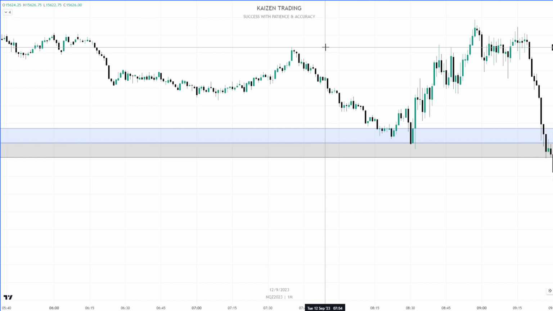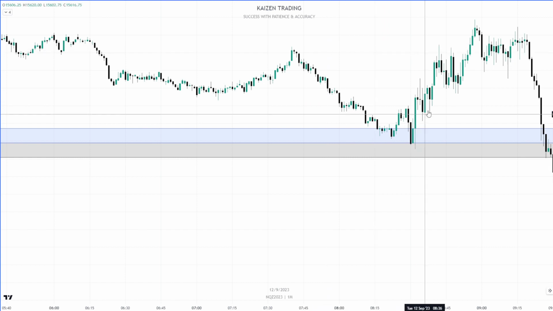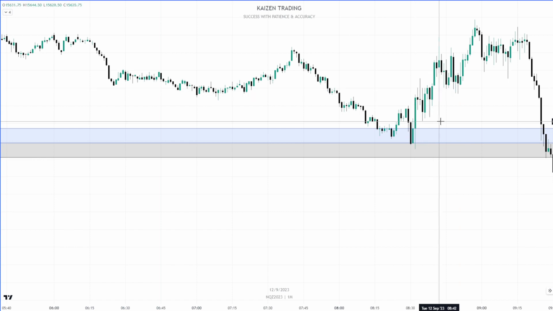And I was targeting this high, which we got in about the first 30 minutes of open. Real nice play for about 3,500.